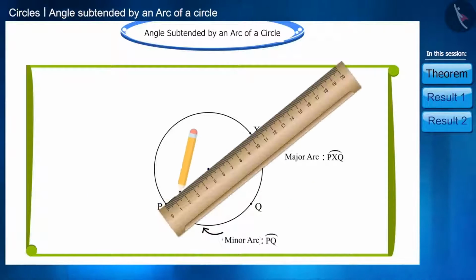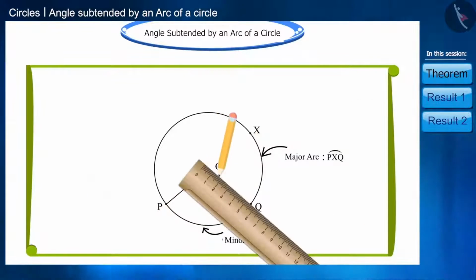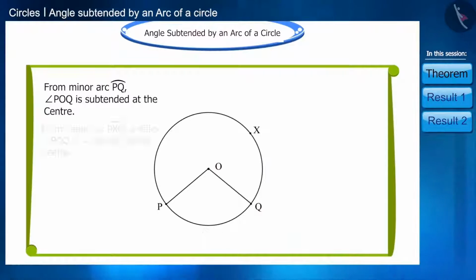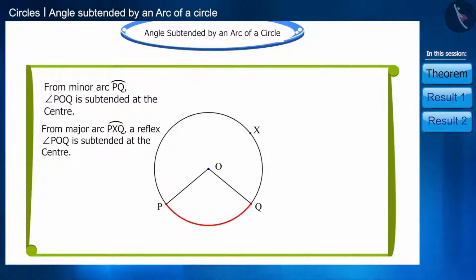If we connect both the points P and Q to the center, then from minor arc PQ, angle POQ is subtended at the center. And from major arc PXQ, a reflex angle named POQ is subtended at the center.